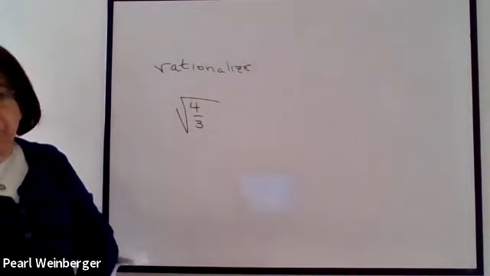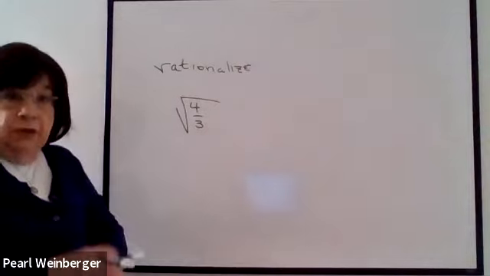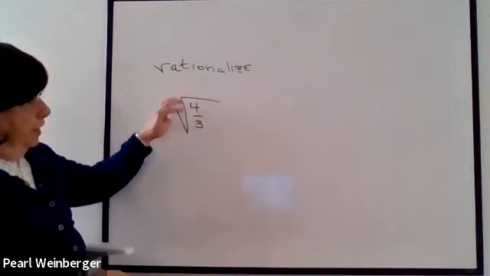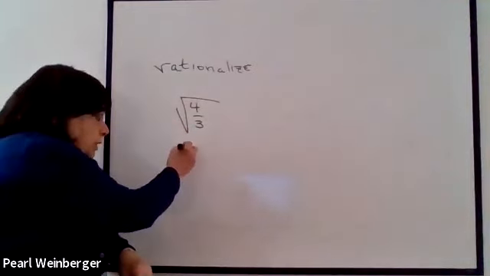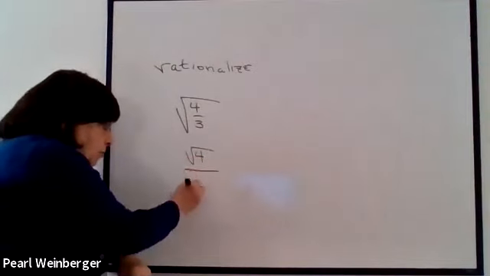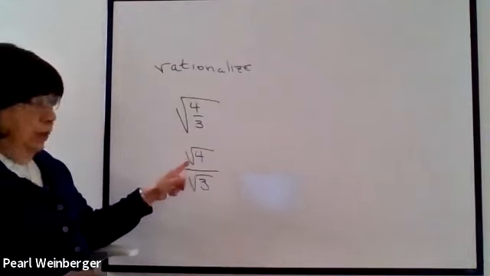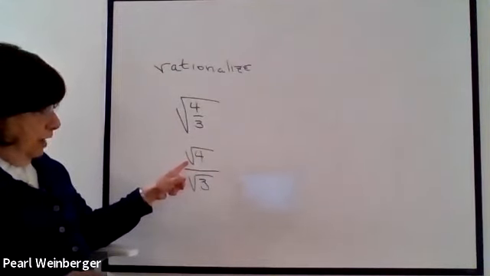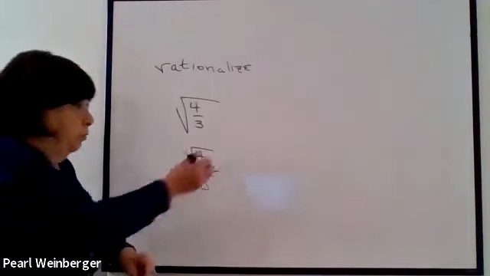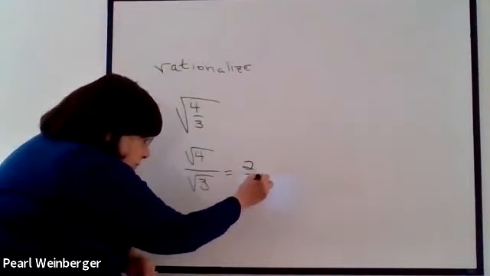Okay, I think we can do this together now. I'm gonna do what I did before. It's a fraction inside a radical, so I'm gonna separate it. I'm gonna put the radical 4 on top and the radical 3 on the bottom. Now, right away, I notice that the top, the square root of 4, is a perfect square. I could really write that as 2 over radical 3.